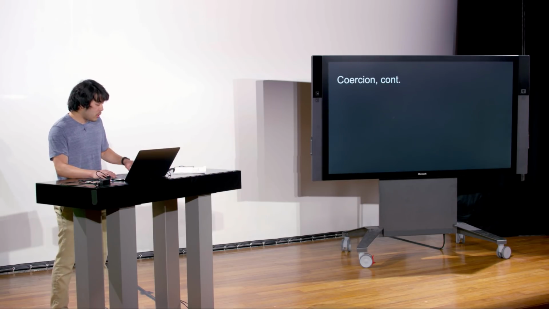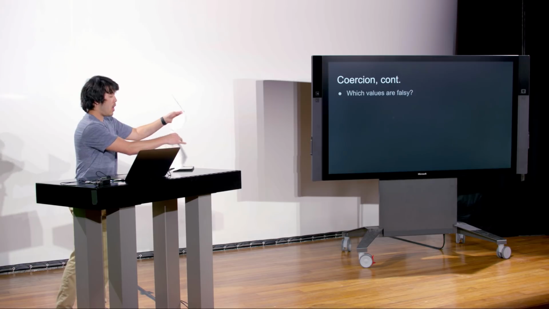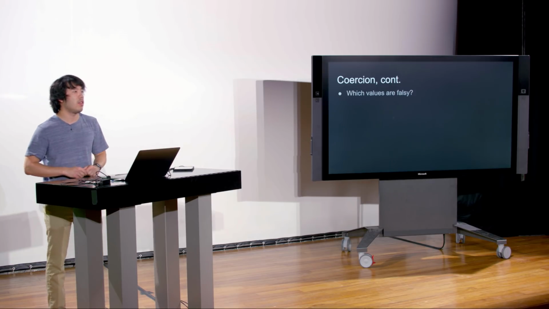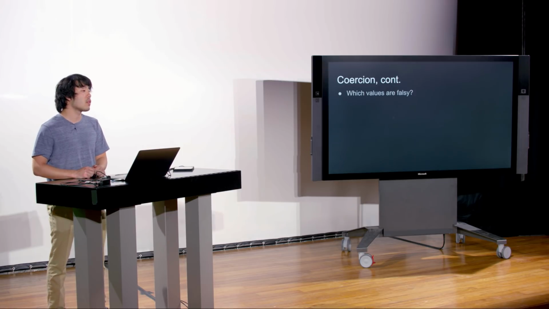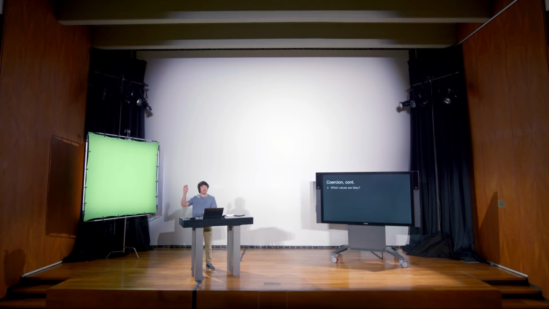Cool, so moving on with coercion. We talked about coercing things into other types, but how about when we're getting to bools? JavaScript has these things called falsy values. Who can name a falsy value? A falsy value is any value that, if cast to a bool, becomes false.